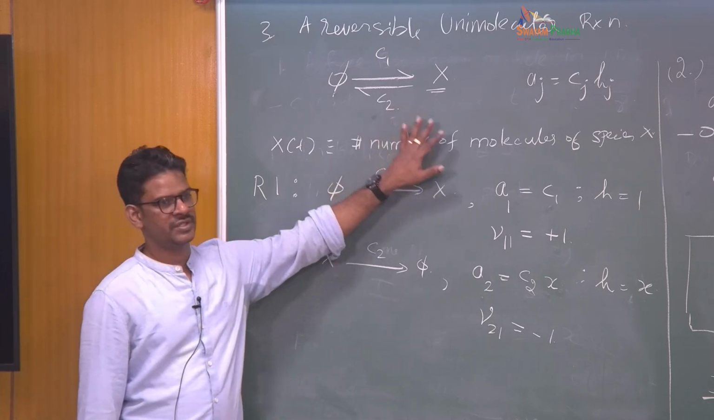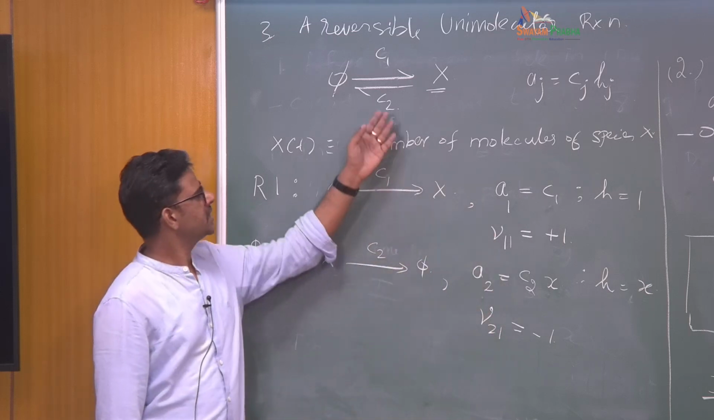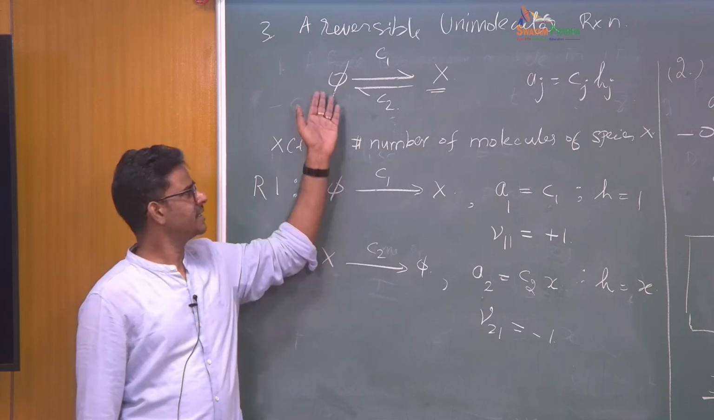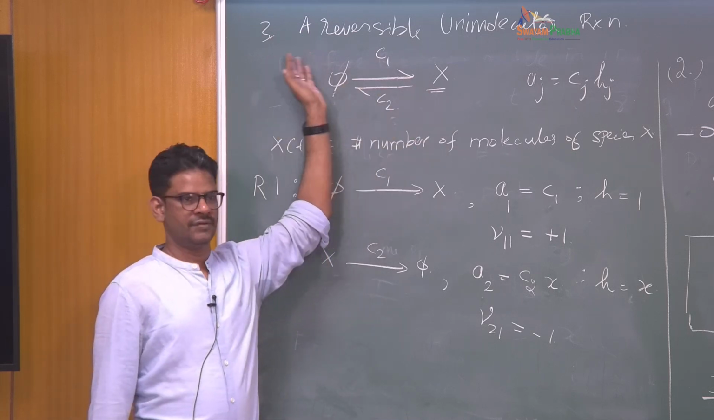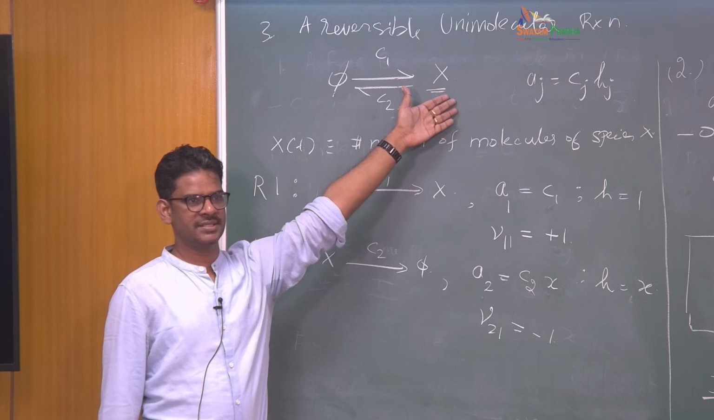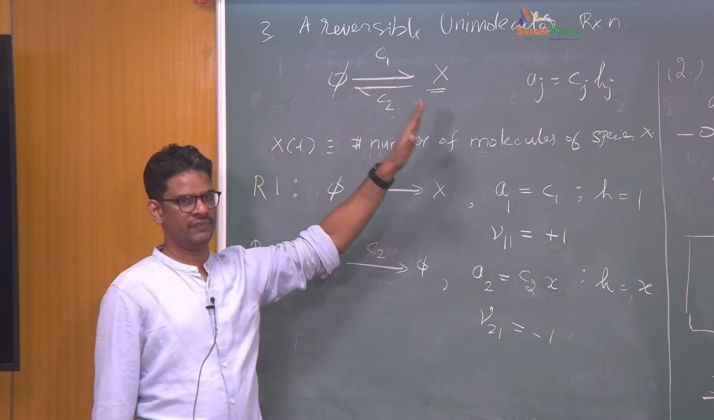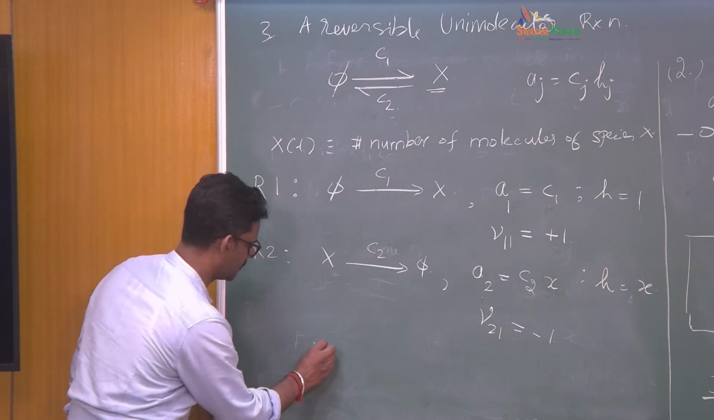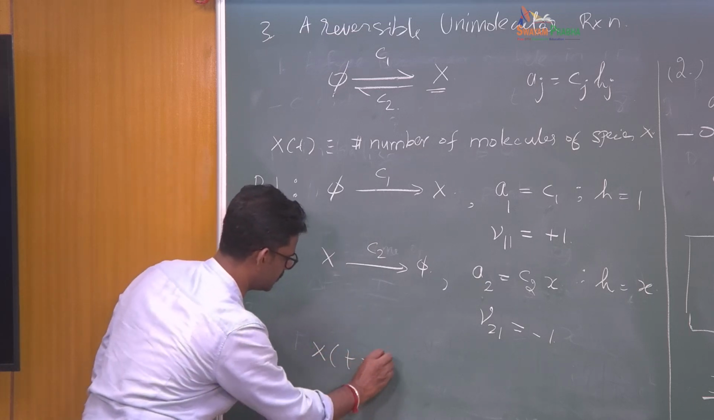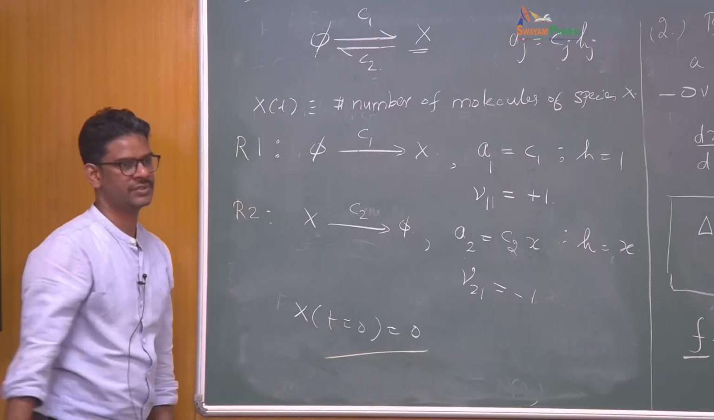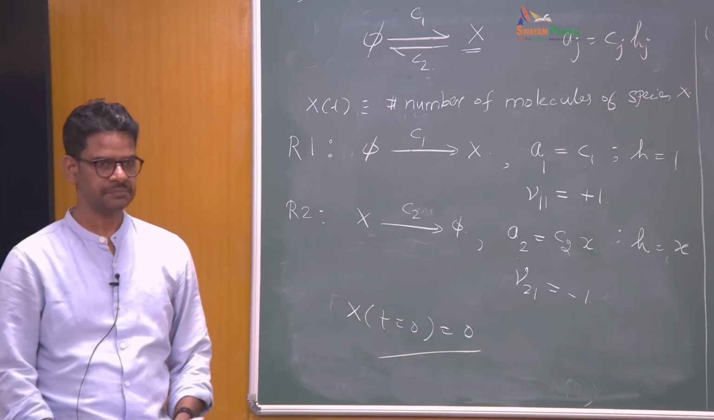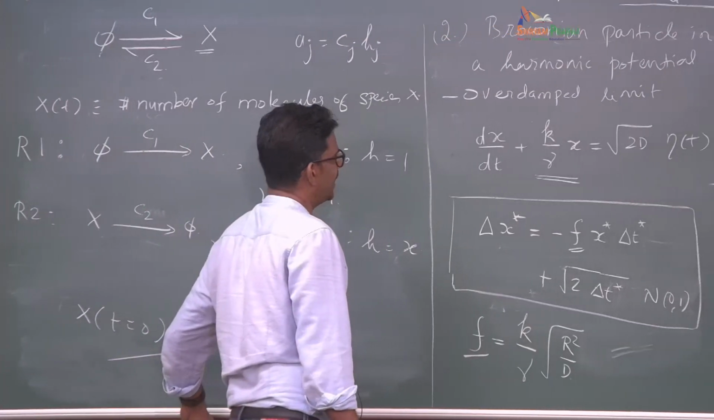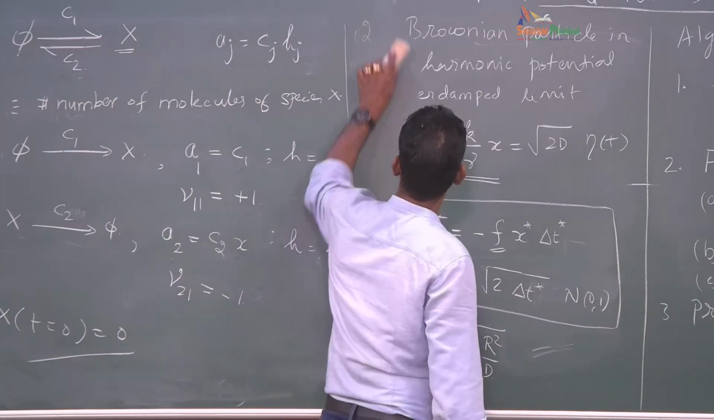One additional thing we have to say is the initial condition. In this case we can say we start with X equal to 0. Then the reaction will anyway continue. The phi will give some amount of X and X will react back. So we have to specify the initial condition also. Now we have completely specified the problem. So with this, we will go back to the chemical Langevin equation, the general form, and then rewrite this.